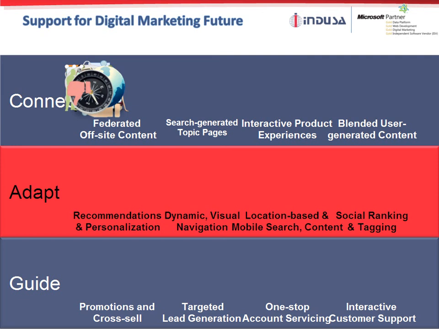If two things need to be sold together based on the behavior of users, then they can be automatically presented together. It can personalize it for you and provide dynamic visual navigation in addition to location-based mobile search and social ranking and tagging. It can guide, and that is in terms of promotions and cross-selling for targeted lead generation, one-stop account servicing, and interactive customer support.